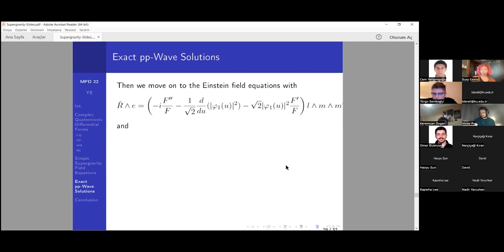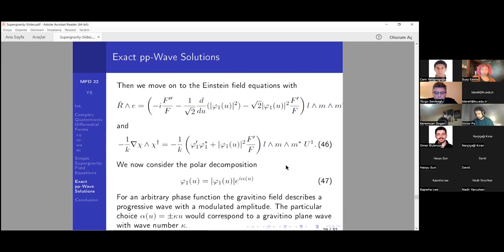Then we obtain this Einstein equation. The Einstein equations, R hat wedge E equals to, which is binding the gravitino and the pp-wave background. And we have the energy momentum tensor that looks like equation 46.